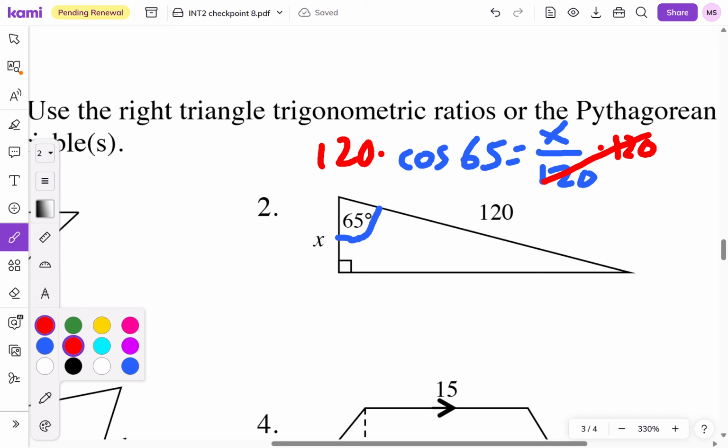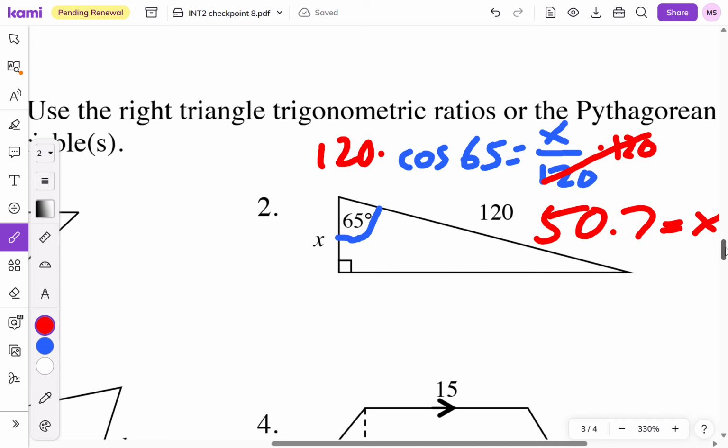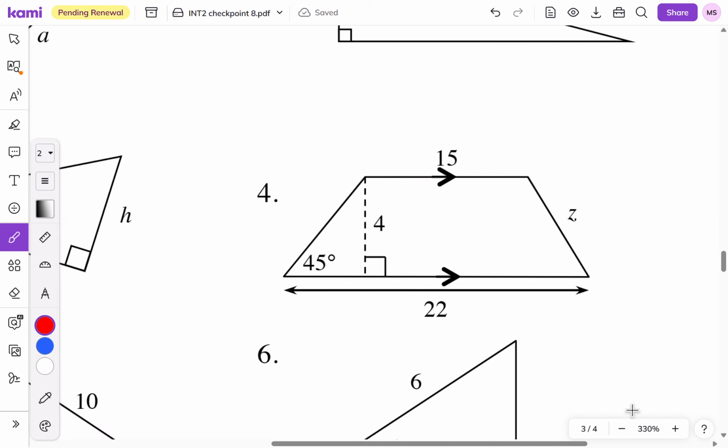What is the cosine of 65? Well, my calculator says it's 0.422618262. And I just take that and I multiply that by 120. And I get 50.7 and so on, equals x. So that's the length of this side, and that's it for that one. That's number 2. Let's move on to number 3.